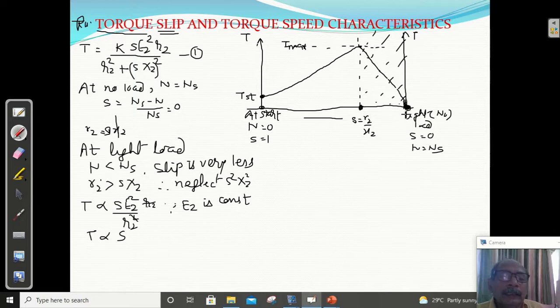So as soon as you load the motor, slip will increase. If you increase the load, slip will increase from 0 to 1. As you increase the load, slip will increase. When slip increases, what happens? Torque will also be proportional to slip. So this will increase. Up to where? Up to maximum torque.